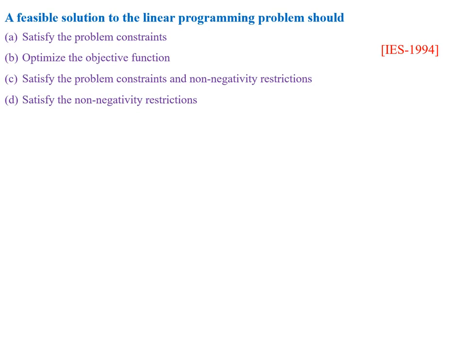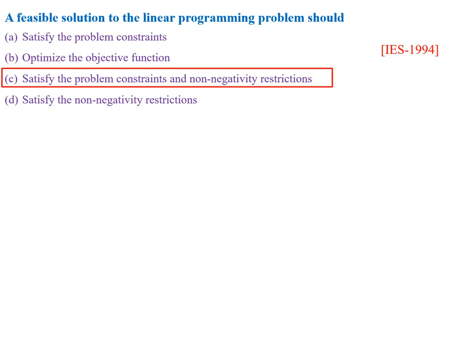A feasible solution to the linear programming problem should be: the options are satisfy the problem constraints, optimize the objective function, satisfy the problem constraints and non-negativity restrictions, satisfy the non-negativity restrictions. This question was given in IES 1994, and we know that the feasible region is the set of values which satisfy all the constraints and also the non-negativity constraints. So the option should be C.